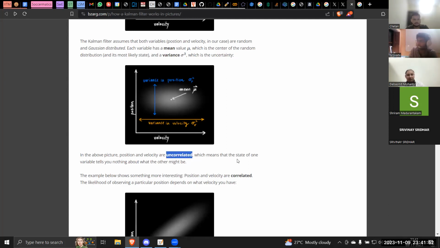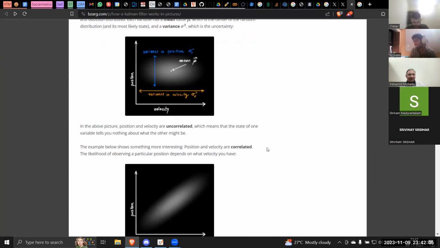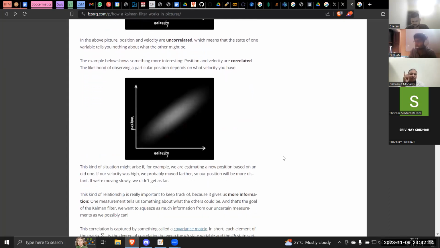They're not related, which means if you make it angled, then they're correlated. They're independent of each other. In the above picture, position and velocity are uncorrelated, which means that the state of one variable tells you nothing about the other. The example below shows something more interesting. Position and velocity are correlated, the one sir was talking about. The likelihood of observing a particular position depends on what velocity you have.